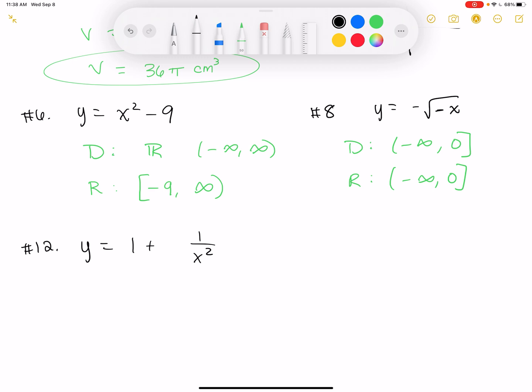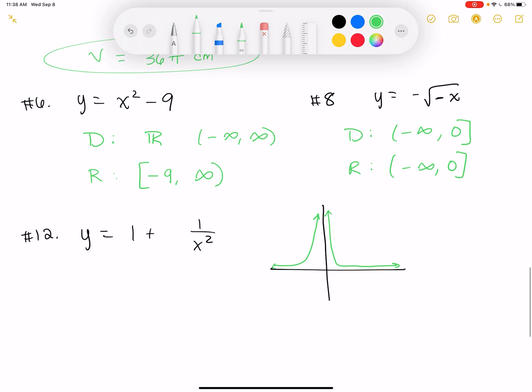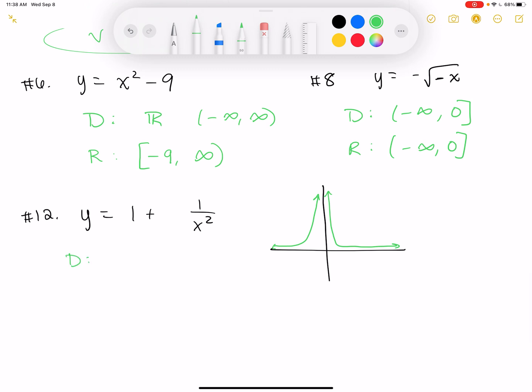So with this one, if you're not familiar with what this graph would look like, essentially it does this and does this. Okay, it's got asymptotes at 0. So what does that mean for my domain here? Yep, and we're not including 0, so it's got the parentheses around it.